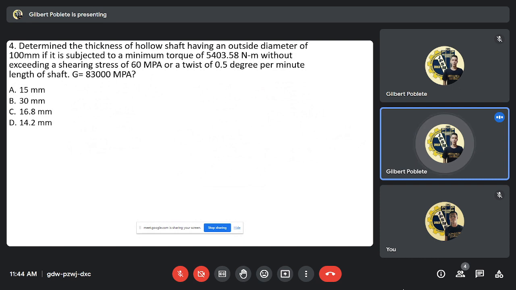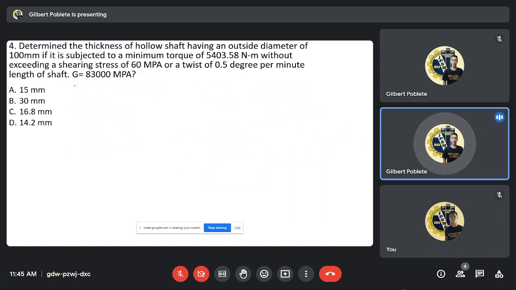So, number 4. Determine the thickness of a hollow shaft having an outside diameter of 100 millimeter if it is subjected to a minimum torque of 5,403.58 Newton meter without exceeding the shearing stress of 60 MPa or a twist of 0.5 degree per meter length of shaft. Tapos meron tayong modulus of rigidity na 83,000 MPa.